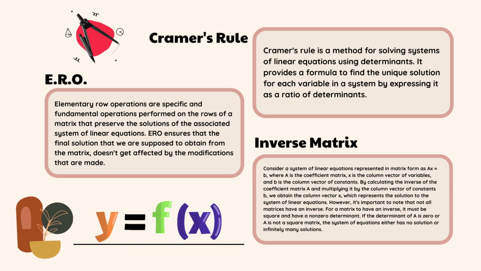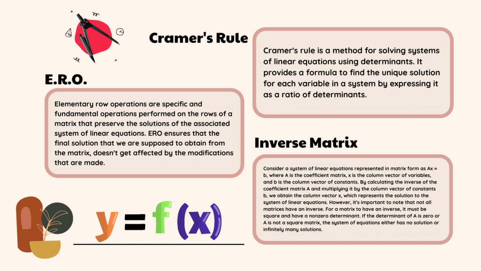Next up is Cramer's rule, which is the simplest method among all the methods that we're going to talk about today. So this is for solving systems of linear equations using determinants to be specific. It provides a formula to find the unique solution for each variable in a system by expressing it as a ratio of determinants. And the other method here is inverse matrix.